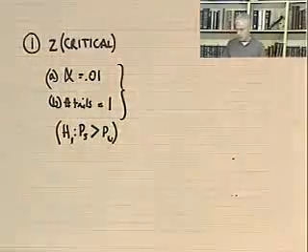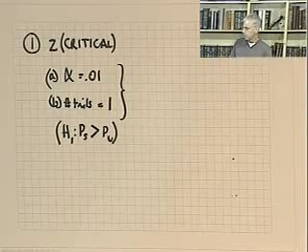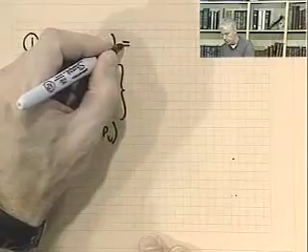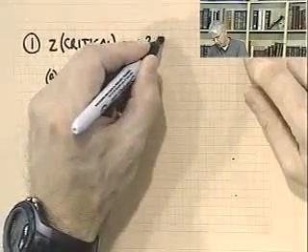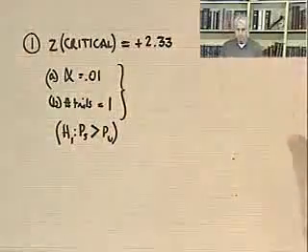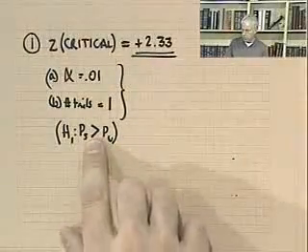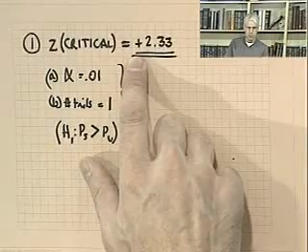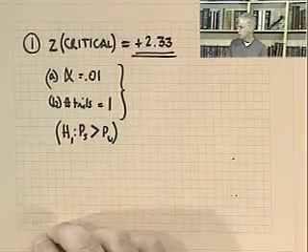If alpha is 0.01 and you're testing for positive difference, and it's a one-tailed test, what is the critical value of z? Plus 2.33. I would say that it's plus 2.33. You're testing for positive difference, so the critical value of z is positive. And yes. Where did that number, 2.33, come from?